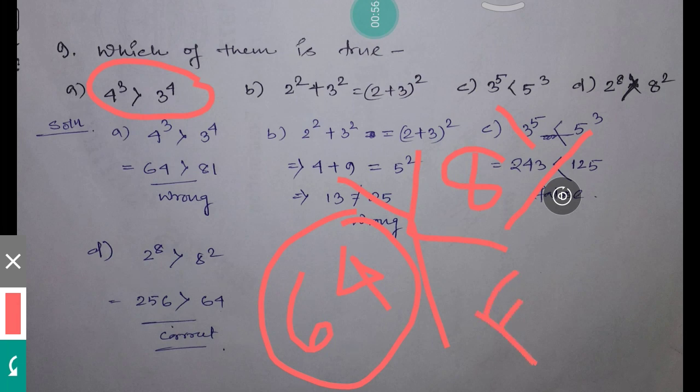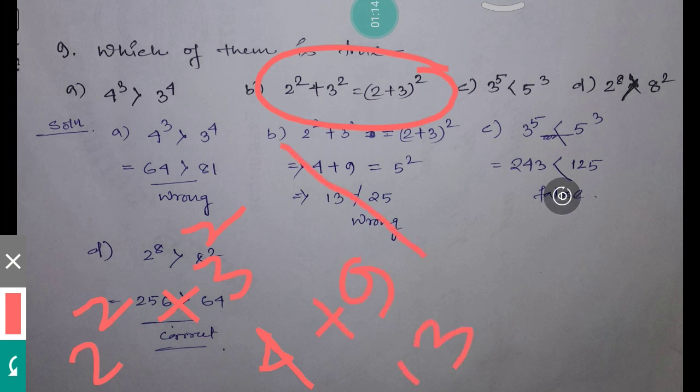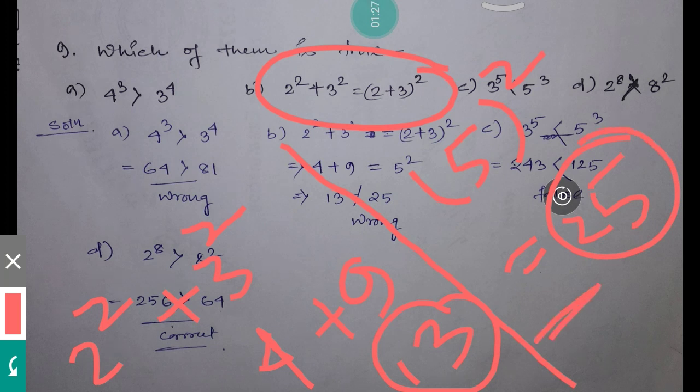Okay, now again see option B. This is given 2 square plus 3 square. 2 square means how much? 2 square means 4 and 3 square means 9. 4 plus 9 means 13. Okay, now next part, see 2 plus 3 whole square. 2 plus 3 means how much? 5. That means 5 square. 5 square means how much? 25. Here you have got 13, here you have got 25. Thus both are equal? No, this is not equal, but in the option it is given equal. So that means it is also false.